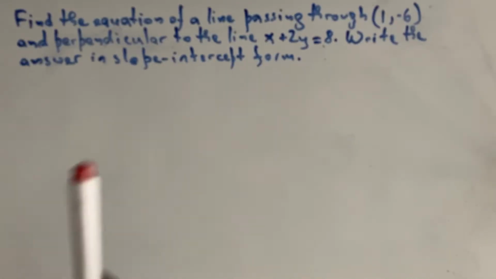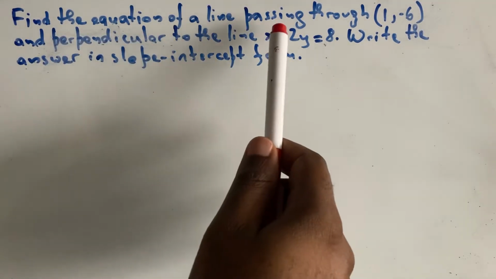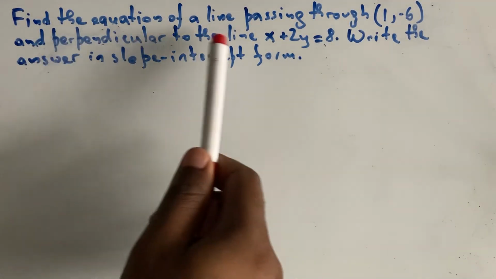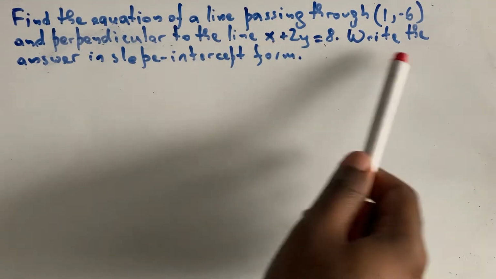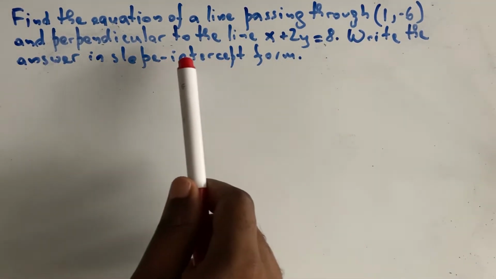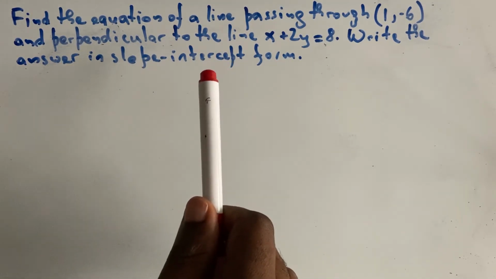Hello, in this video I'm going to show you how to find the equation of a line passing through a point and perpendicular to another line, okay? And after that we're going to write the answer in slope-intercept form, okay?